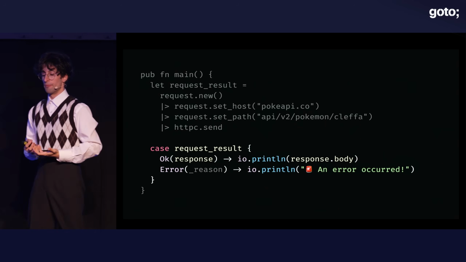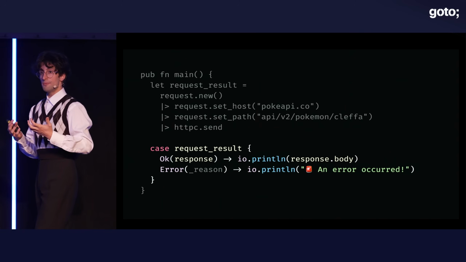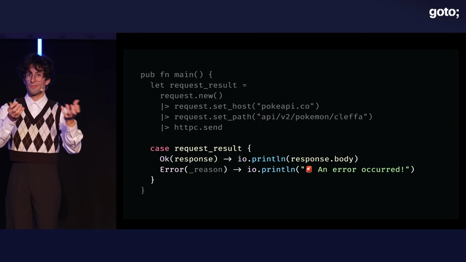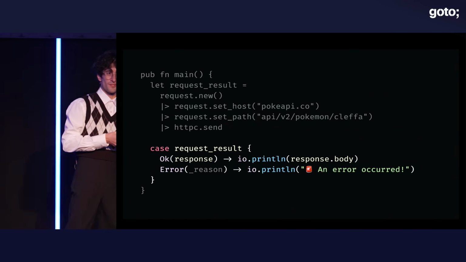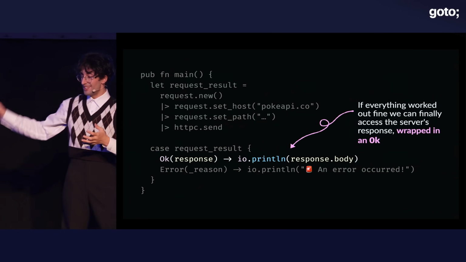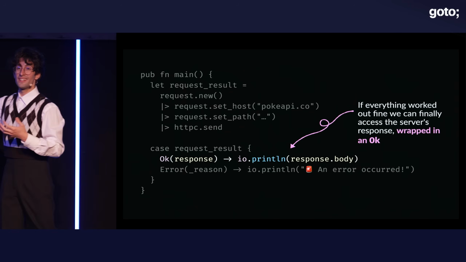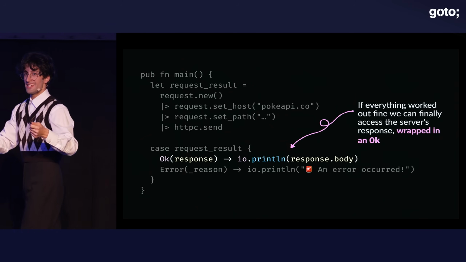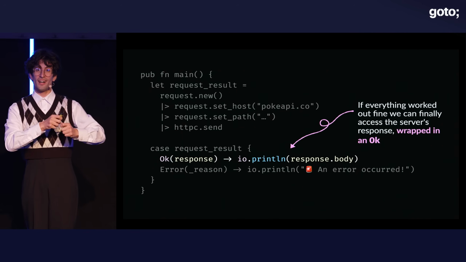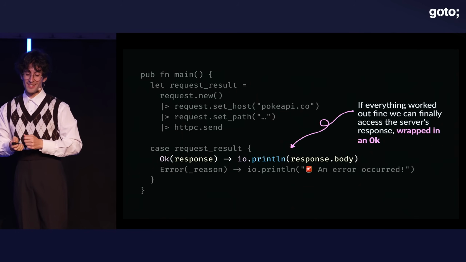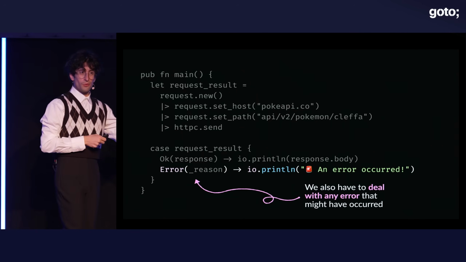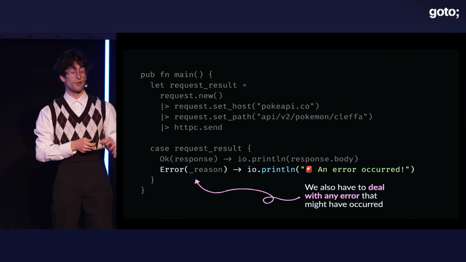So here, for example, the result might be OK, and then wrap finally a response we can use, and then we can access that body that we know for sure is going to be there because it's explicit and it says, OK, everything worked out fine, it's OK, so you can do this. But if something goes wrong, well, then now we have to deal with the error.